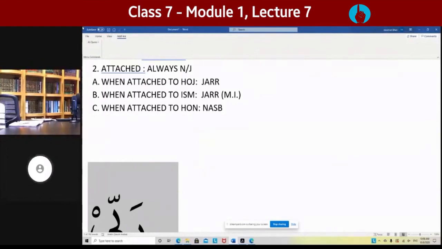Nasiba, I'm not sure I understand the question. Can there be isms that have letters at the end that can be seen as attached pronouns? I'm not quite sure I understand the question. If you can please clarify.